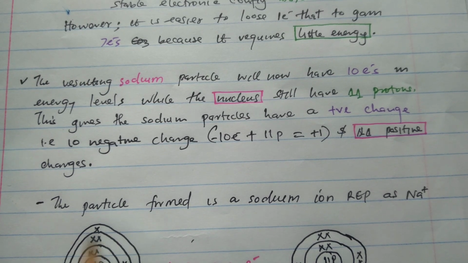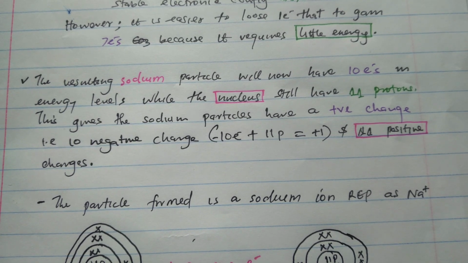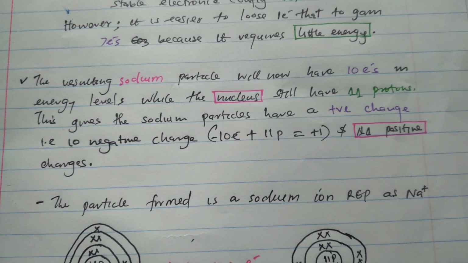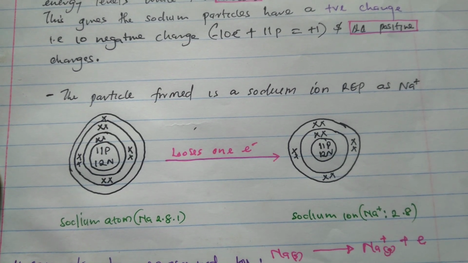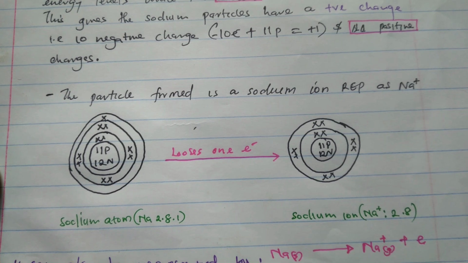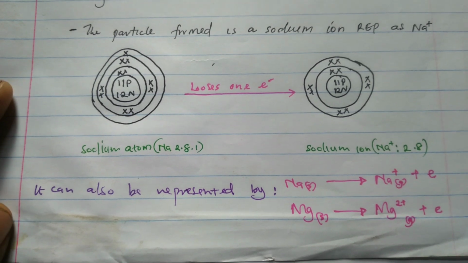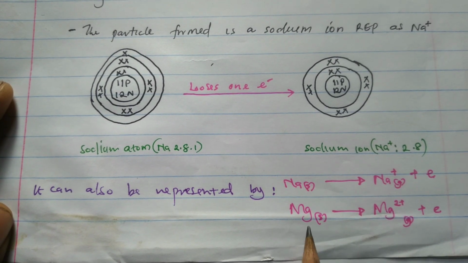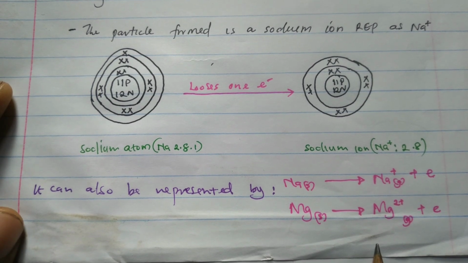So the outermost energy level was lost, and it has remained with 2 energy levels. Sodium initially was 2 8 1, but after losing 1 electron and becoming an ion, it becomes 2 8. So it can also be represented by sodium with a positive charge, showing that, and also the same for magnesium, a positive charge and then losing 1 electron.